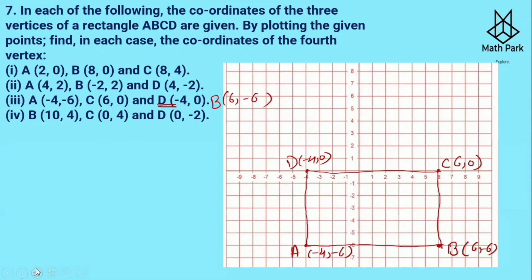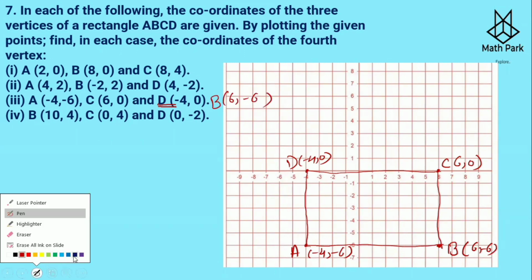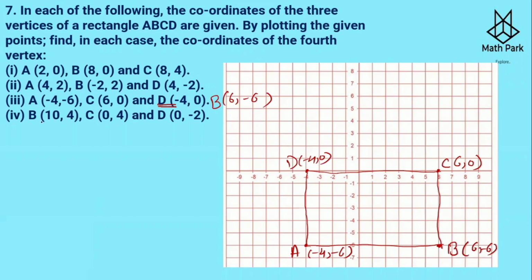Let us do the next one also on the same grid. Let us choose some other color so that it doesn't look clumsy. So it is B (10, 4). This is your 10. So this is your point B, which is (10, 4). Then C (0, 4). The x coordinate is 0 and y is 4, so it is going to lie on the y-axis. So this is C (0, 4).